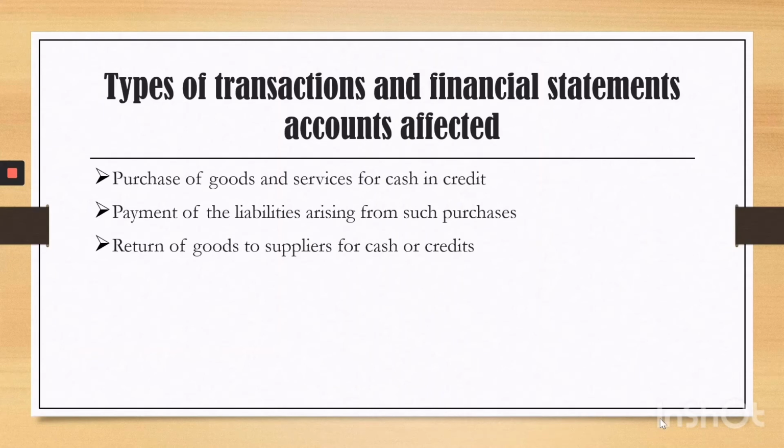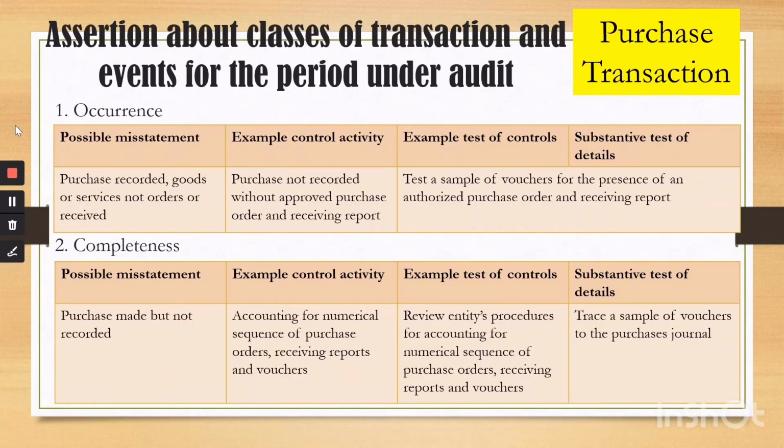Before we move to the assertions and the relevant audit procedures, there will be three types of transactions in the purchase cycle, and I will be explaining the first type, which is the purchase transaction. The first assertion about classes of transactions and events for the period under audit for purchase transactions is occurrence. Occurrence means that all transactions that have been recorded have occurred and pertain to the entity.